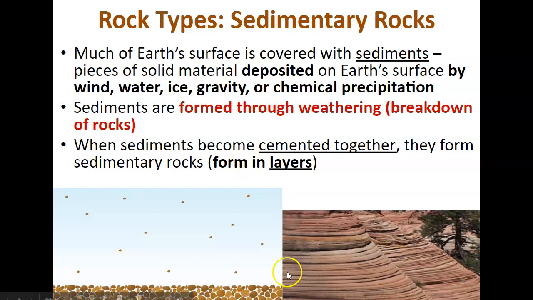So both of these are a picture of those layers that are formed, and this one you can see the ridges of those layers.